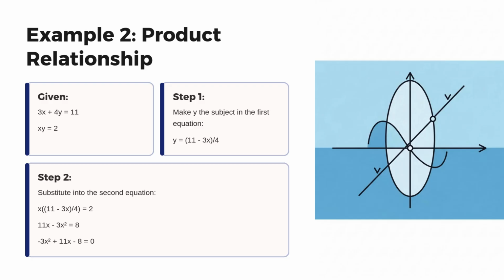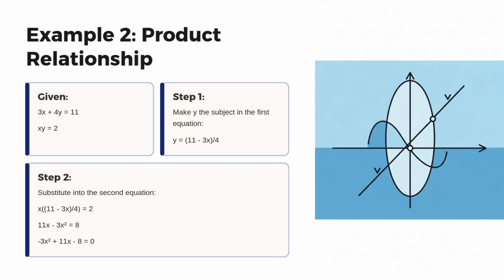From 3x + 4y = 11, subtract 3x from both sides to get 4y = 11 - 3x. This is obtained by rearranging the linear equation to isolate terms in y. Now divide through by 4 to make y the subject. So y = (11 - 3x)/4. This is simplified by dividing each term by 4.